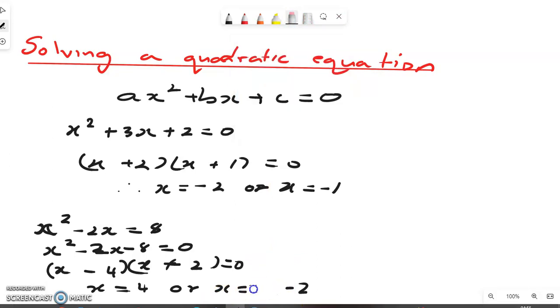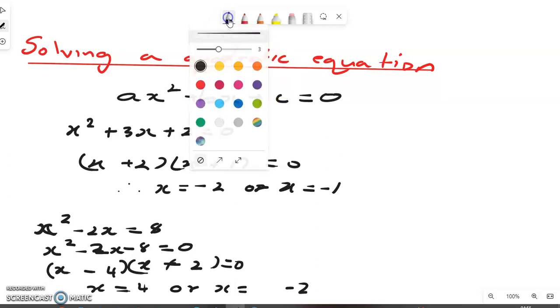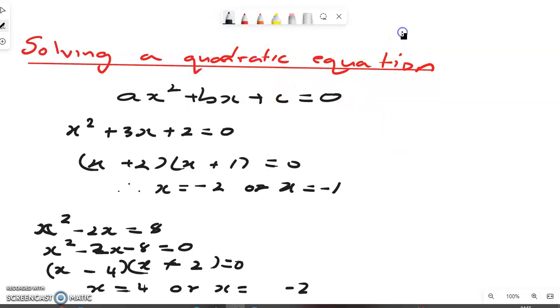Right. So the important thing is to write it in a standard form. That is very important to note.